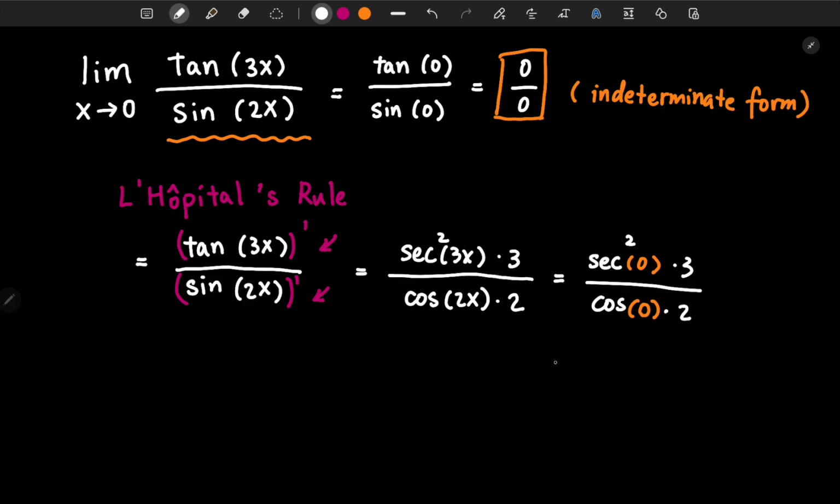And we know secant 0 is equal to 1. 1 times 3 is 3. And on the bottom we have cosine 0 is equal to 1. 1 times 2 is 2. So therefore, the answer for this question is 3 over 2. This is a good example of how L'Hopital's rule can help us solve an indeterminate form of a limit question.